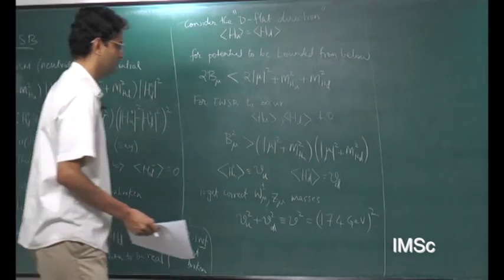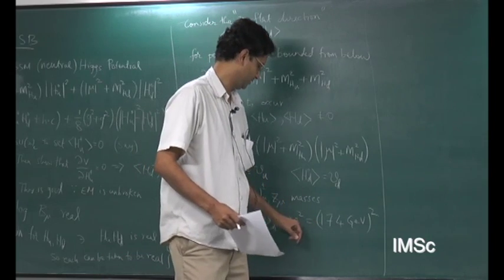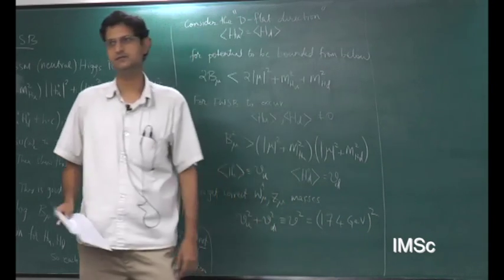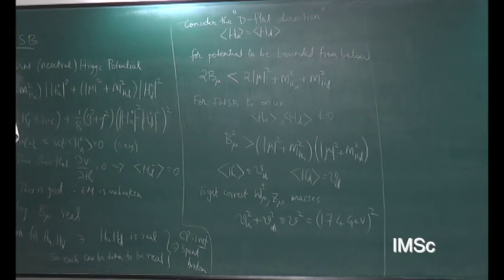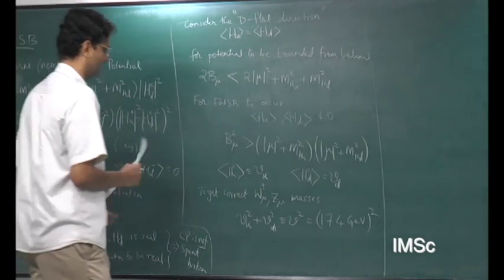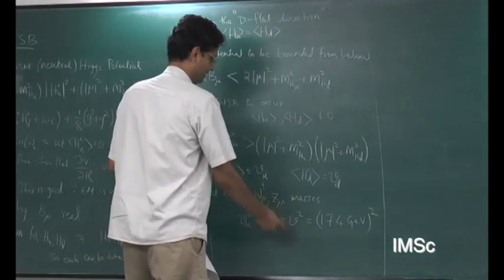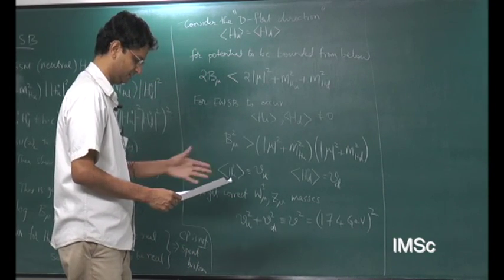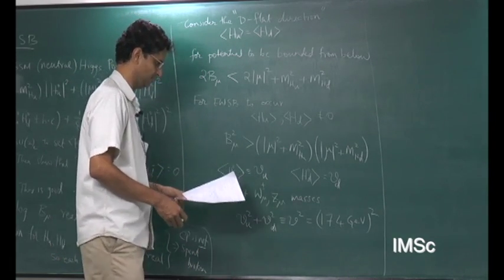The other common thing is to put a square root of 2 and then take this as 246 GeV. So they differ by square root of 2. So just keep track of the convention that people are using in defining V. So of course no content changes, it's just a convention whether you use 174 or 246.